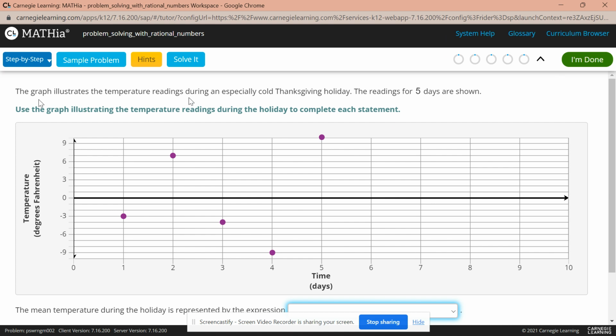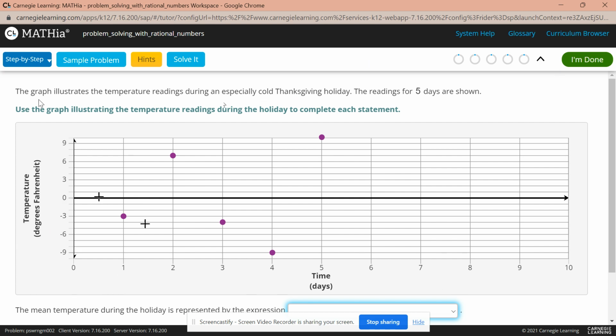The graph illustrates the temperature readings during an especially cold Thanksgiving holiday. The readings for 5 days are shown. Use the graph illustrating the temperature readings during the holiday to complete each statement. Okay, so let me just start.